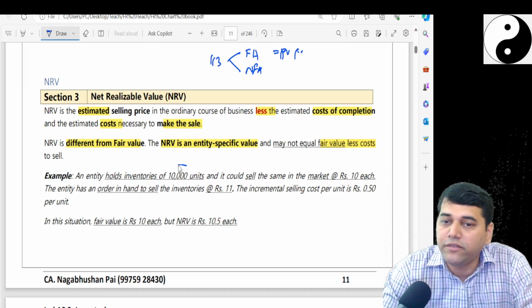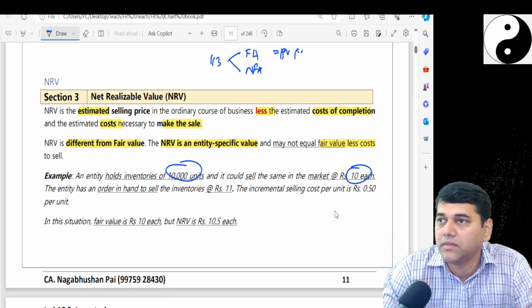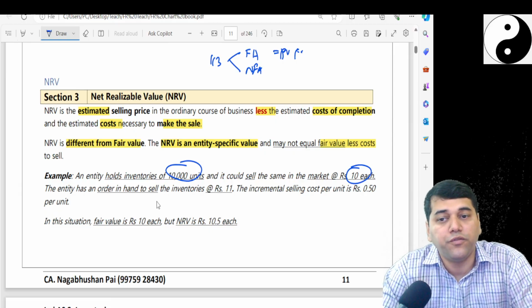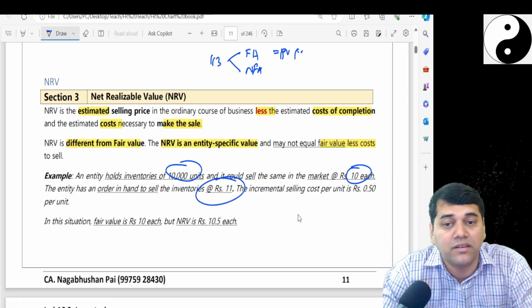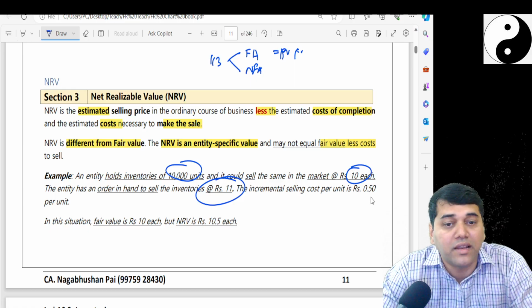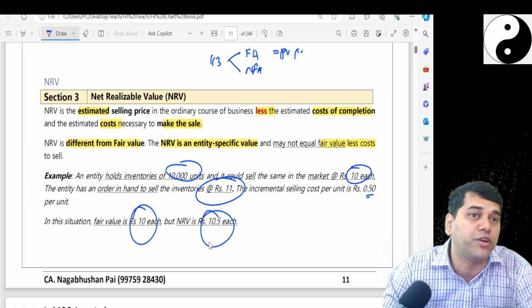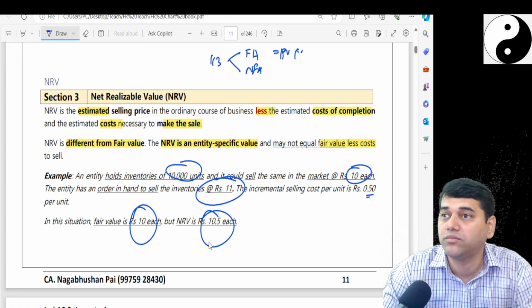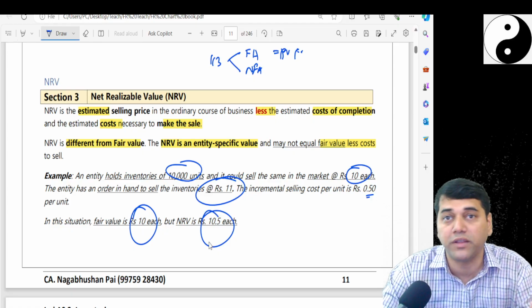An entity holds the inventory of 10,000 units and it can sell in the market at 10 rupees. Generally, if anybody wants to buy from you, 10 rupees. But you have got one open order, which you can sell at 11, and the incremental selling cost is 0.5. Fair value is 10, but your NRV is 10.5. So that means you can value more than at fair value, because it depends upon how many orders you have got in your hand or what price you plan to sell it.